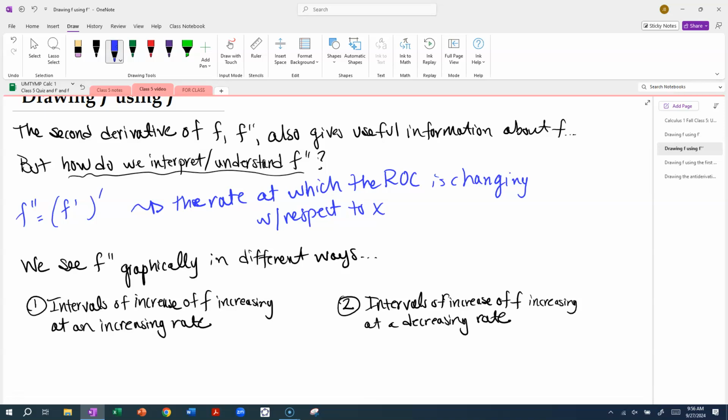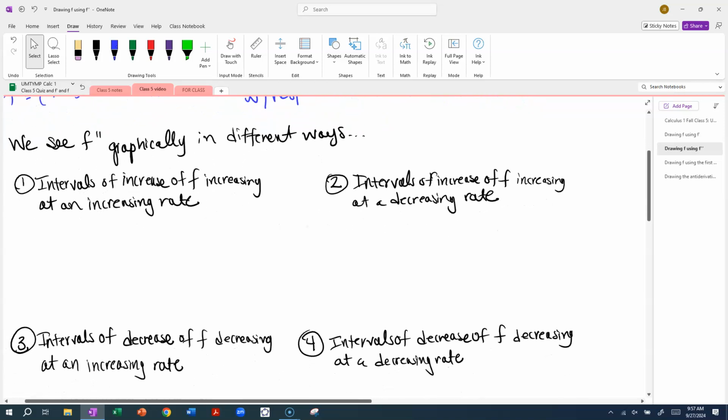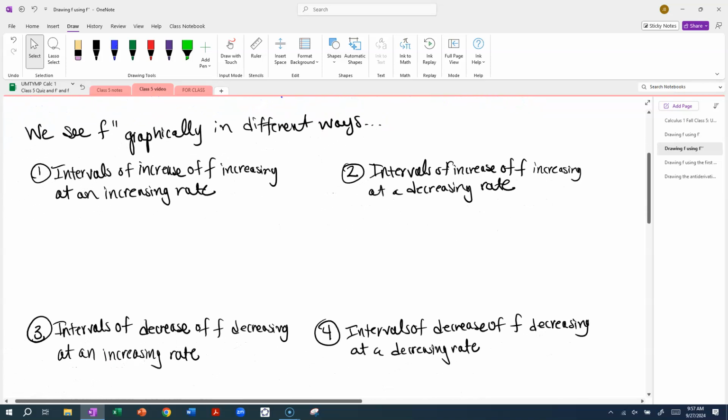It's kind of hard to think about, but we can see some different language that can help solidify this a little bit. There are five different cases we're going to see. First, the intervals of increase of f. We're going up, increasing at an increasing rate, so we're going up at a quicker and quicker rate. Something like this.